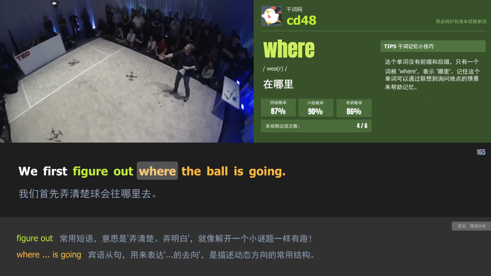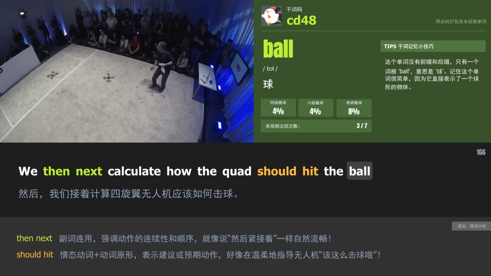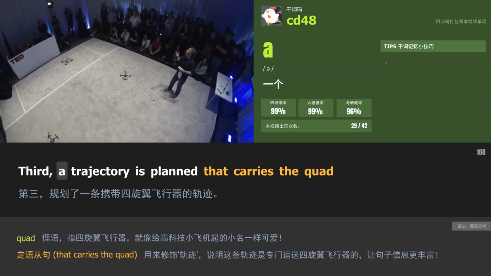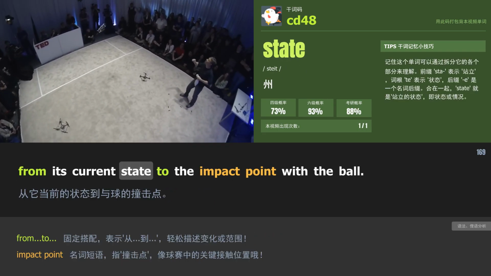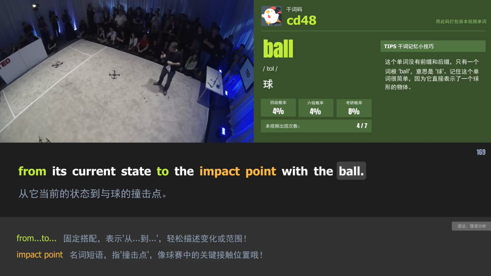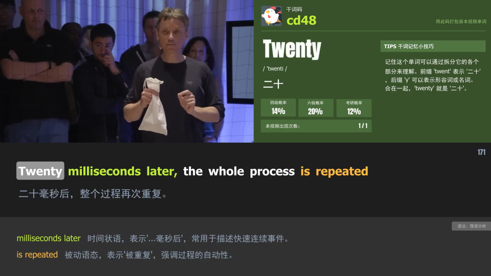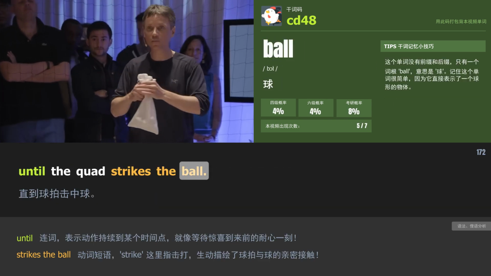We first figure out where the ball is going. We then calculate how the quad should hit the ball so that it flies to where it was thrown from. Third, a trajectory is planned that carries the quad from its current state to the impact point with the ball. Fourth, we only execute 20 milliseconds worth of that strategy. 20 milliseconds later, the whole process is repeated until the quad strikes the ball.